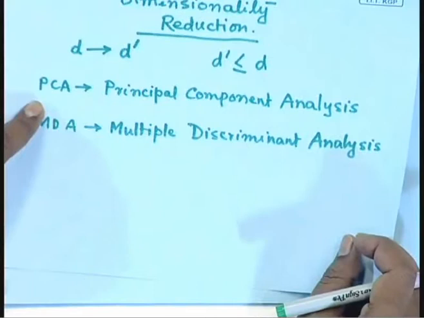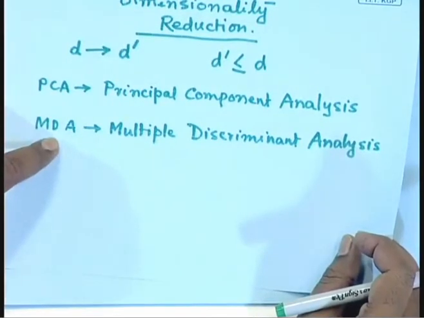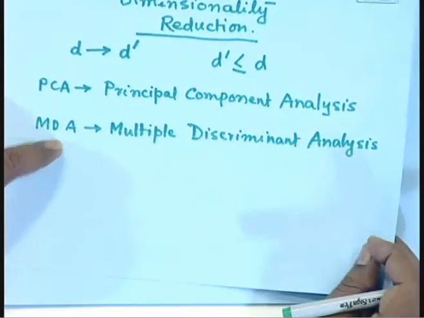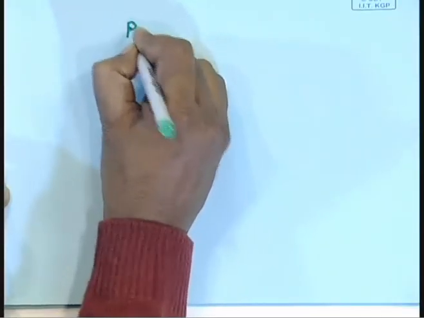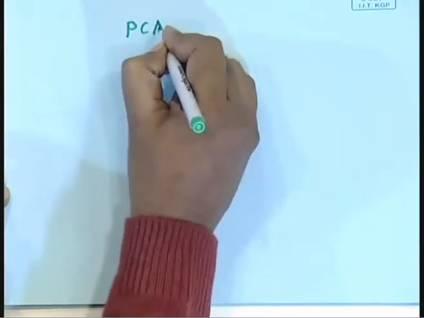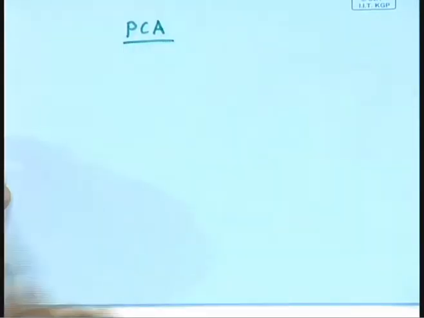So, you benefit in both ways. One is increase the distance between the means and simultaneously reduce the variance within the class, so that the overall error is minimized. So, these are two different approaches. One is principal component analysis, other one is multiple discriminant analysis. Okay. So, today what we will discuss is the principal component analysis approach. We will talk about the PCA or principal component analysis.